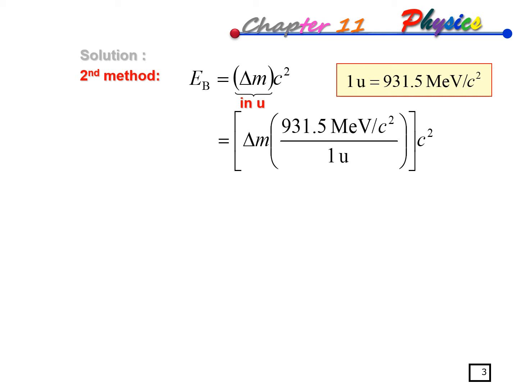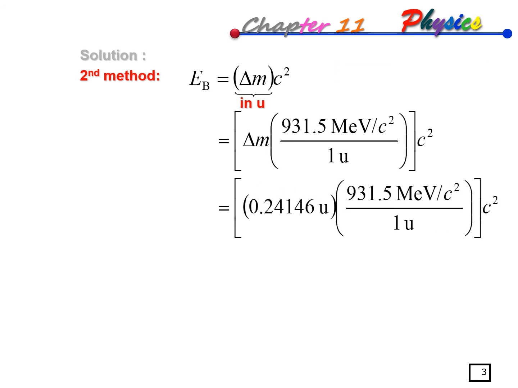So over here you have a ratio of MeV over c², and then in the equation you have c², so which will cancel off later on. So the final answer you end up with is 225. You should be able to get the same value by using these two different methods.